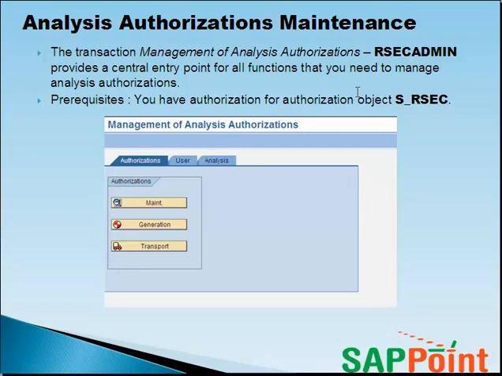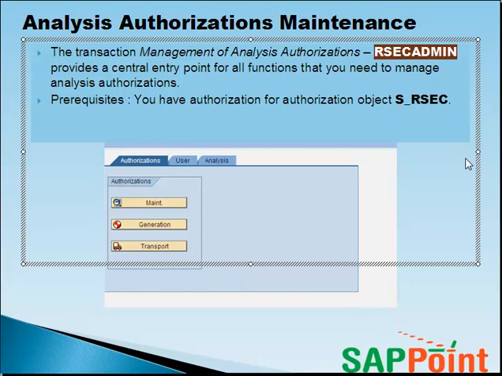RSEC admin. So how do we create analysis authorization? The analysis authorization is created by using the transaction code RSECADMIN. So this is the most important one. And the prerequisite for using this transaction code is that you should have proper access to this new authorization object called S_RSEC.